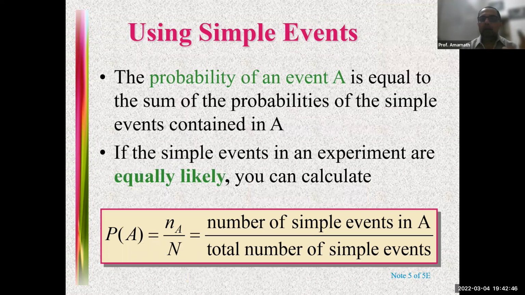The probability of an event A is equal to the sum of probabilities of the simple events contained in A, that we saw in that example. If the simple events in the experiment are equally likely, then you can calculate P of A equals N subscript A divided by N, that is, the number of simple events in A divided by the total number of simple events. So that is the formula. Today you will not calculate things by hand; Excel can solve it for you.